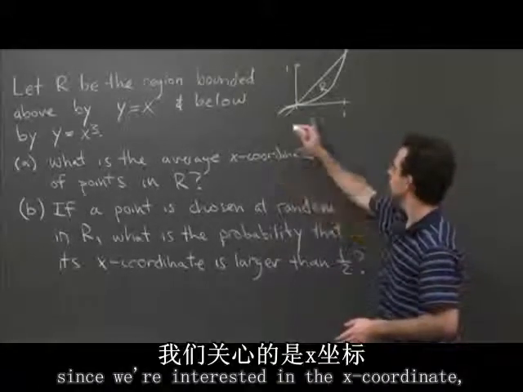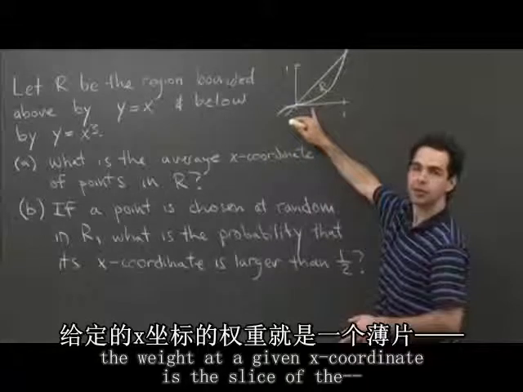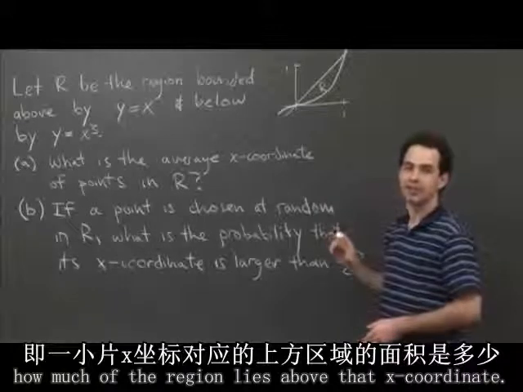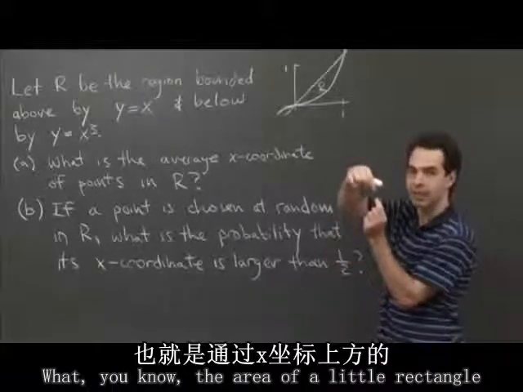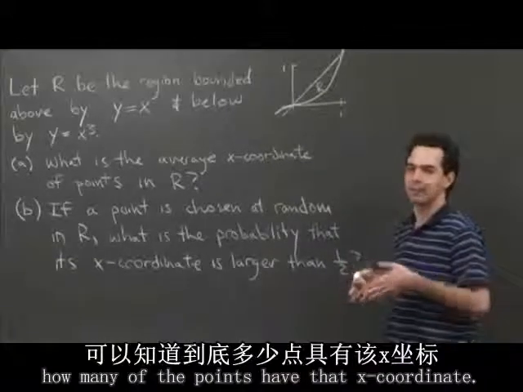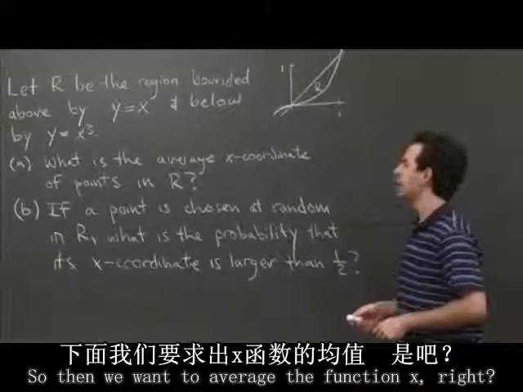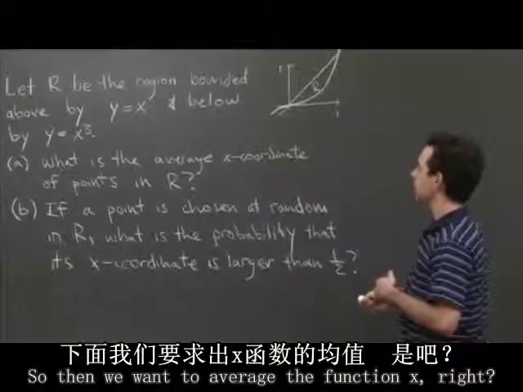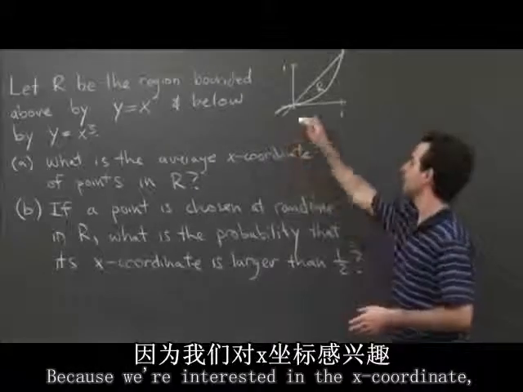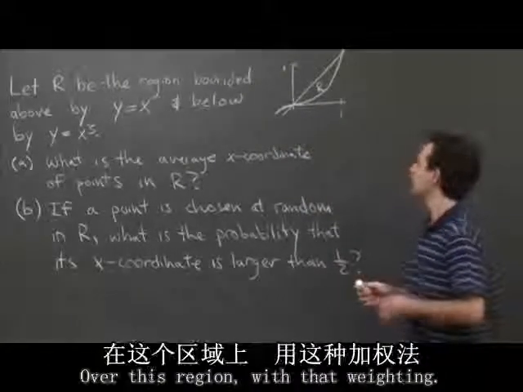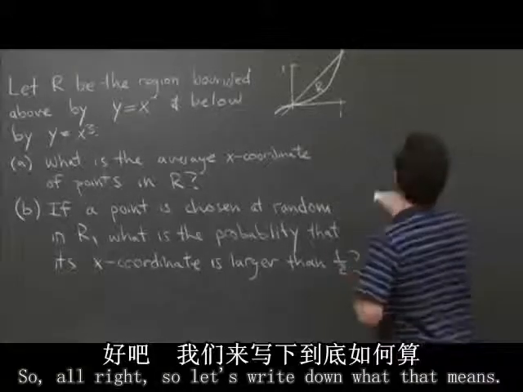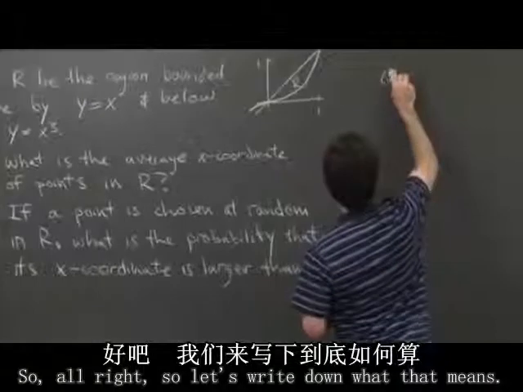in our case, since we're interested in the x-coordinate, the weight at a given x-coordinate is the slice of how much of the region lies above that x-coordinate. The area of a little rectangle above that x-coordinate tells you how many of the points have that x-coordinate. So then we want to average the function x, right? Because we're interested in the x-coordinate, so the function we're averaging is x over this region with that weighting. So all right, let's write down what that means.